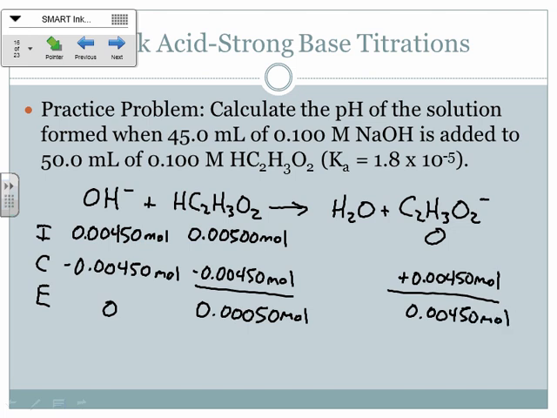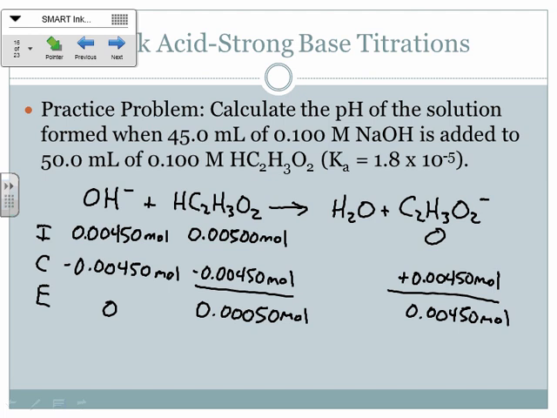Okay, well, now what? Because now we have some of the acetate and some of the acetic acid left. What is this if we have some of the acid and its conjugate base in the solution? It's a buffer. So what can we use for a buffer solution? The Henderson-Hasselbalch equation, okay? So that's going to be the easiest way to solve this one. Now, the only thing you have to be careful of here is we need to use concentrations, not moles.